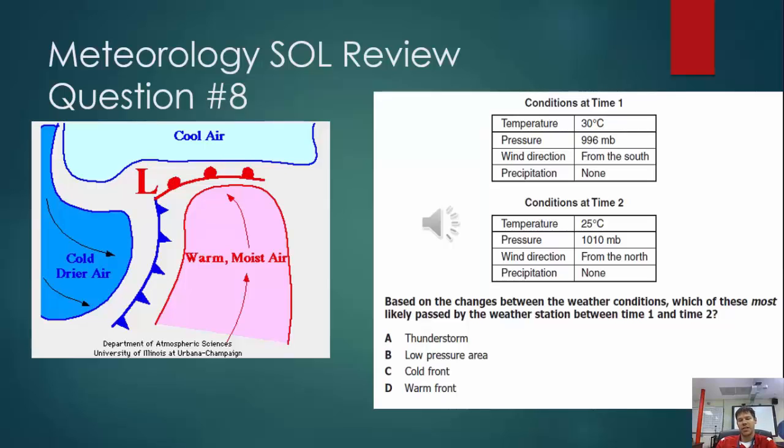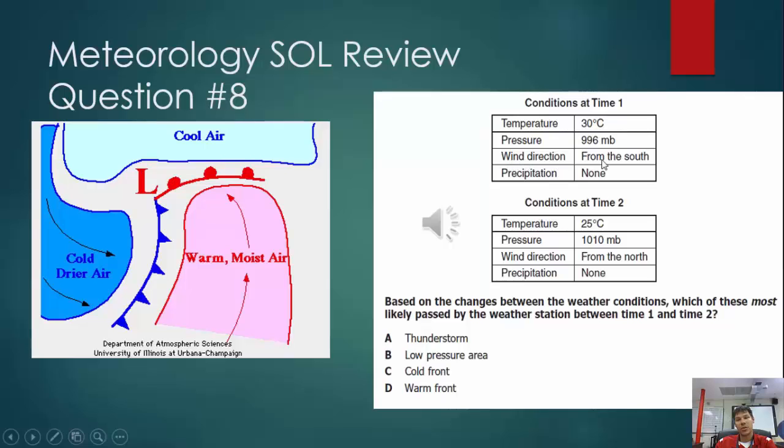So based on the changes between the weather conditions, which of these most likely pass by the weather station between time 1 and time 2? Well, let's look at our chart here. Conditions at time 1, we have a temperature of 30 degrees Celsius, but at time 2 the temperature drops to 25 degrees Celsius. The air pressure goes from a region of lower pressure to a region of higher pressure, meaning the weather should have improved, should be nicer out.